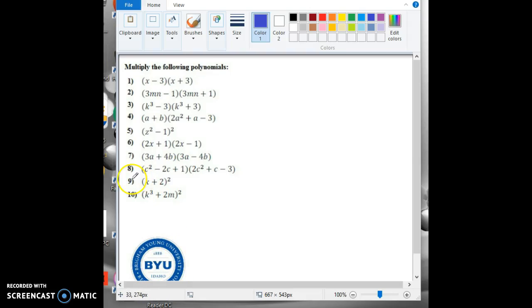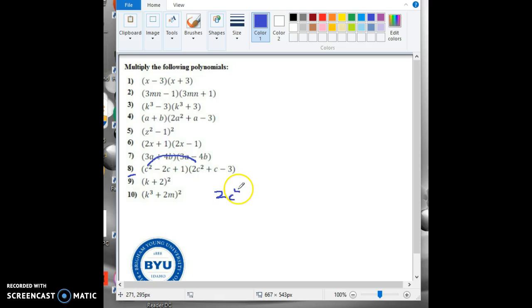Alright, let's take a look at number 8. And for this one we're going to use the distributive property multiple times. Start by distributing c squared. And so we're going to multiply c squared times 2c squared, which gives us 2c to the fourth.